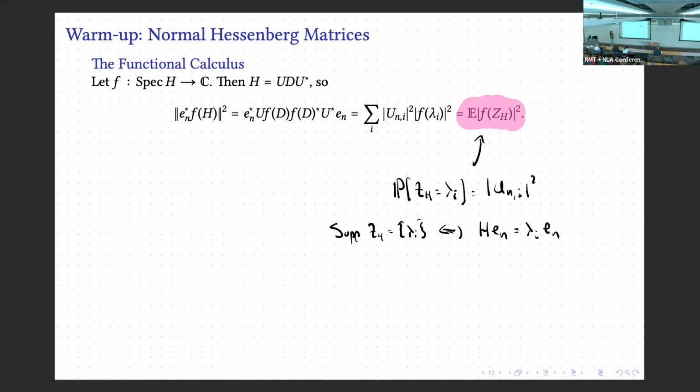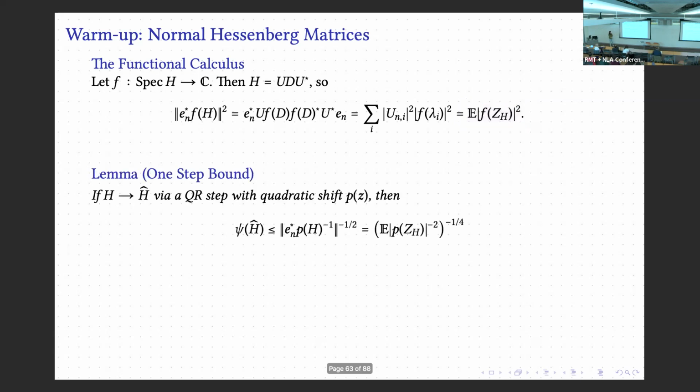And the support of this random variable is the eigenvalues, and if the support of this random variable were to be concentrated on a single eigenvalue, that would mean that En is actually an eigenvector for that eigenvalue, right? Would just be saying that you can kind of take a look at the matrix U there. Okay, not so important, but just to say this thing is kind of encoding some structure of the matrix.